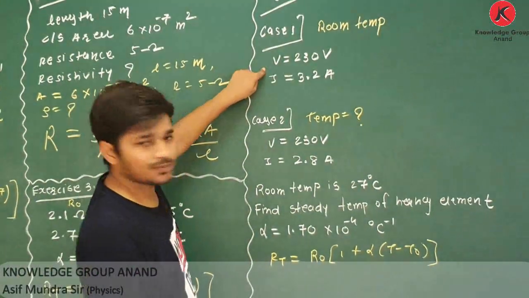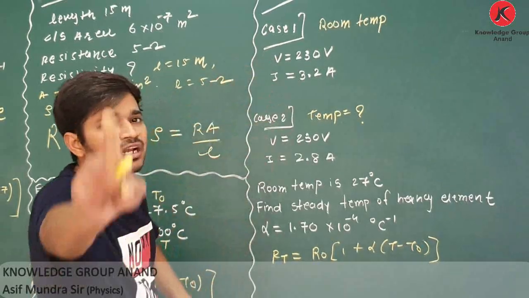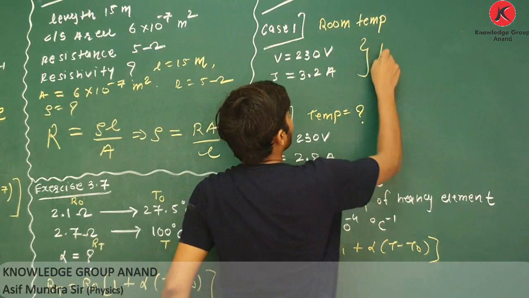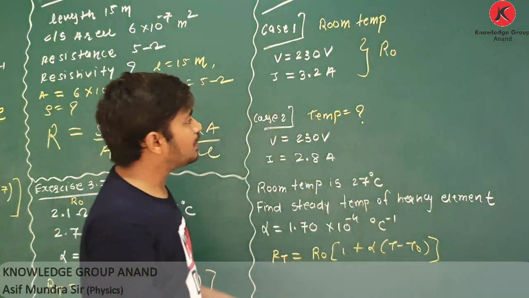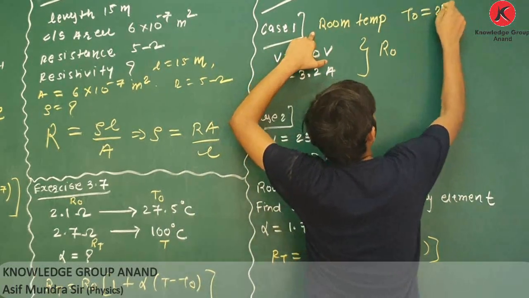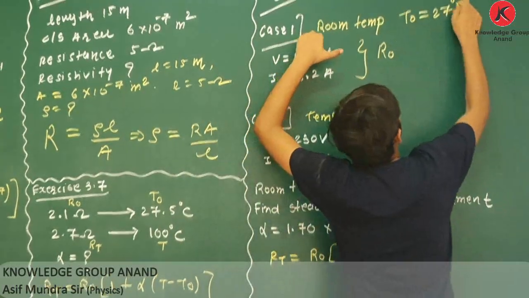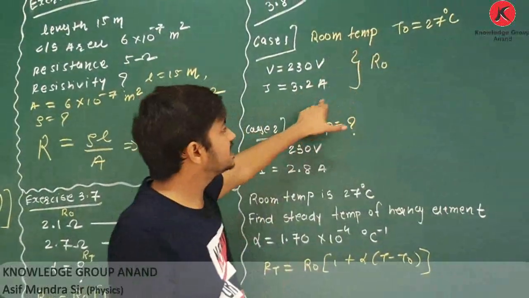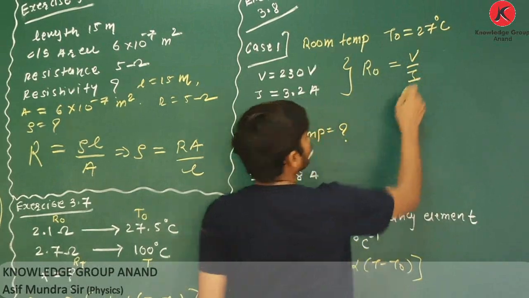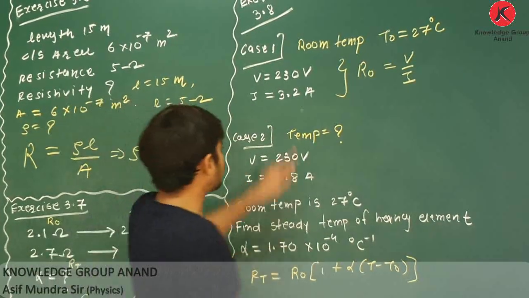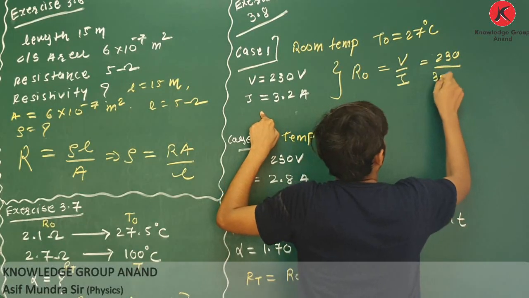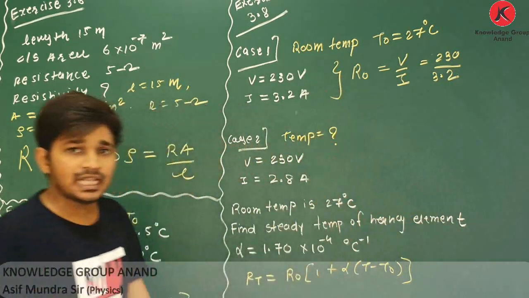What about data? See, here it is. It is initial condition. In this case, from V and I can find resistance. How to find resistance? Reference temperature. You are taking reference temperature T0 is equal to 27 degrees Celsius. Then at this temperature resistance is indicated by R0. And R0 is equal to V upon I. V it is 230 volt and I it is 3.2. Yes, you can find what is value of R0.